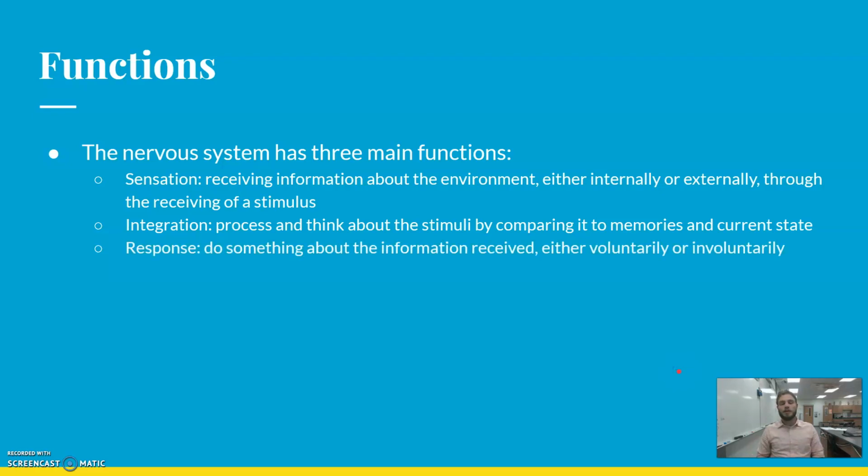And then the third function is response. If the nervous system does decide that it needs to do something about the stimuli that it's receiving, it will send out some sort of response. Again, this could be something that you don't even realize you are doing, or you may not even have the ability to choose. So it might be a voluntary or an involuntary response.